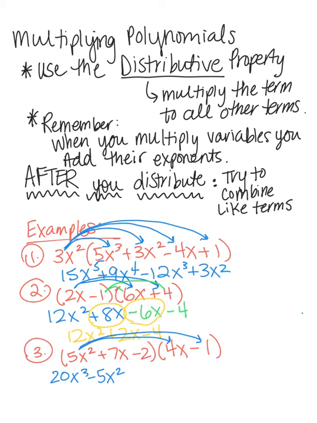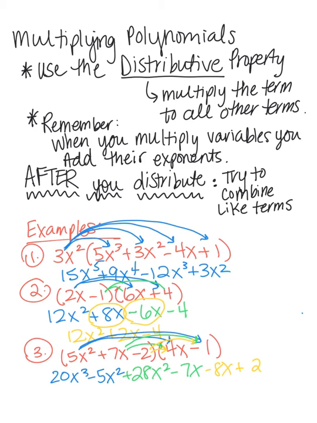Now I'm going to take the 7x to the 4x, which is going to give me 28x squared. I'm going to take the 7x to the negative 1, which is going to give me negative 7x. Now I'm going to take the negative 2 to the 4x, which is going to give me negative 8x. I'm going to take the negative 2 to the negative 1, which gives me positive 2.